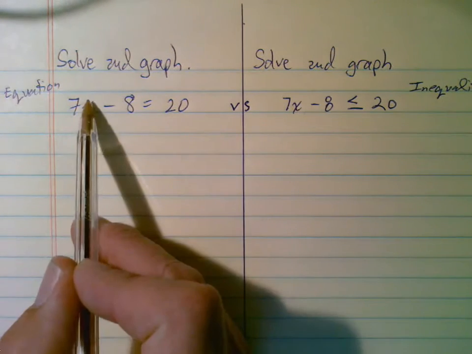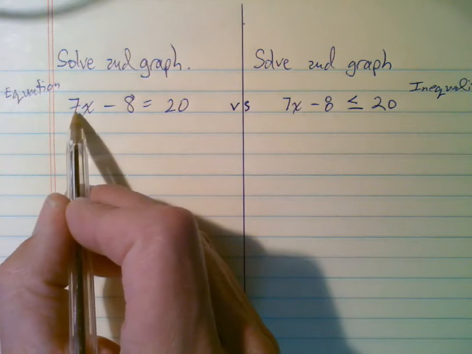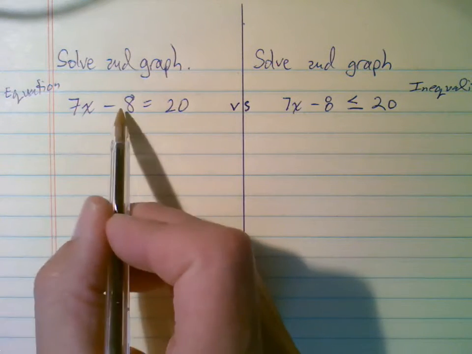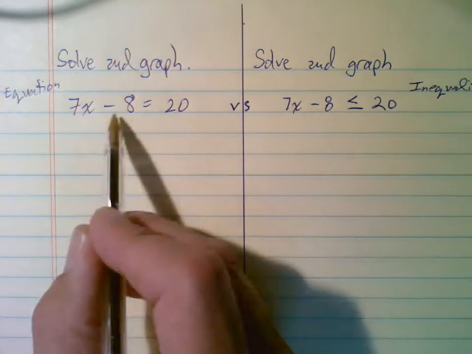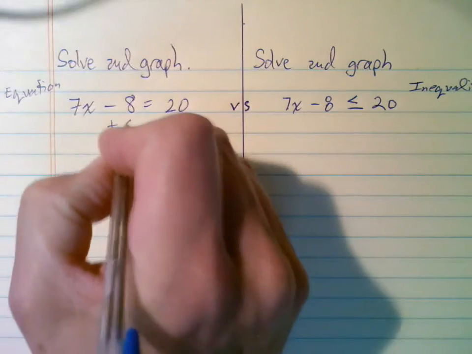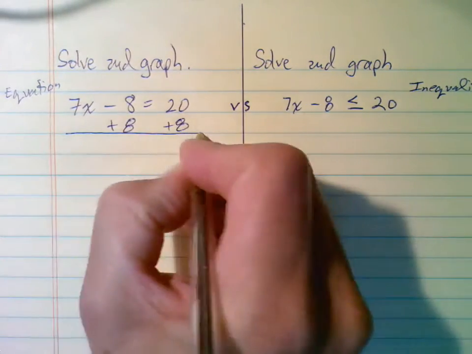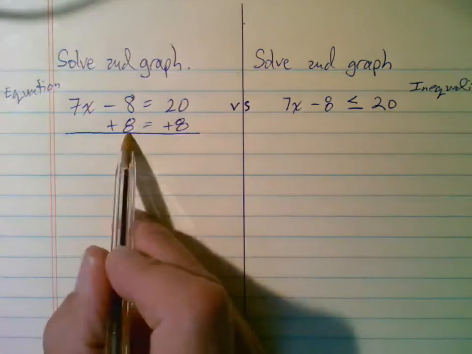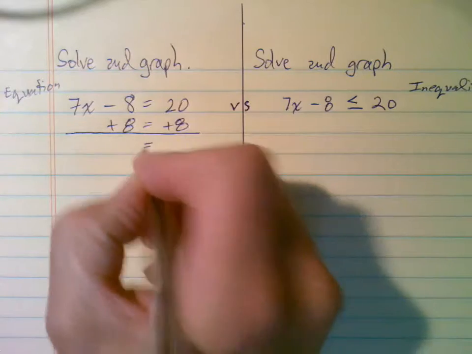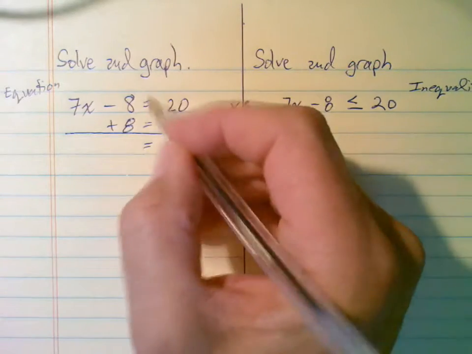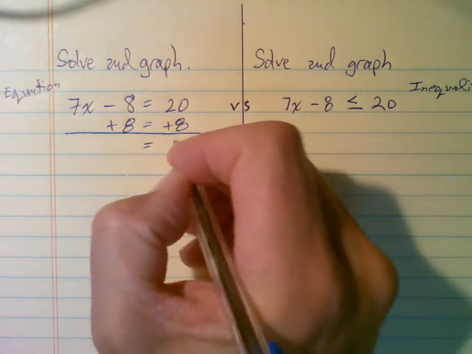So here's the variable. What's happening to the variable? It's being multiplied by 7, and then I'm subtracting 8. So let's undo the adding and subtracting first. If I want to undo subtract 8, I'm going to add 8 to both sides, because whatever I do to one side, I have to do to the other. Notice that 8 equals 8. Keep my equal signs lined up. 20 plus 8 is 28.